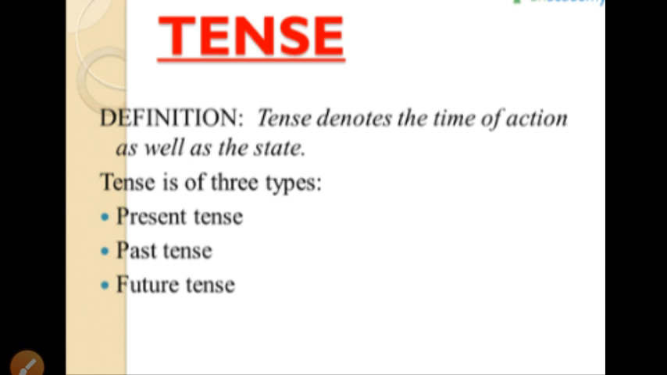Secondly, state. State means, for example, I'm happy, or I was happy, or I will be happy. Tense is of three types: present tense, past tense, and future tense.